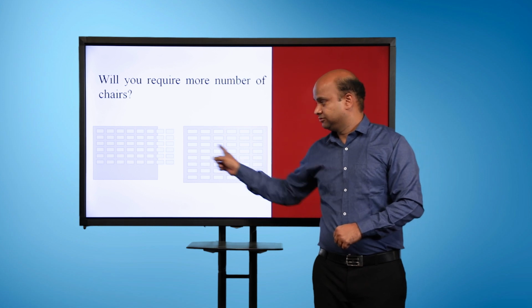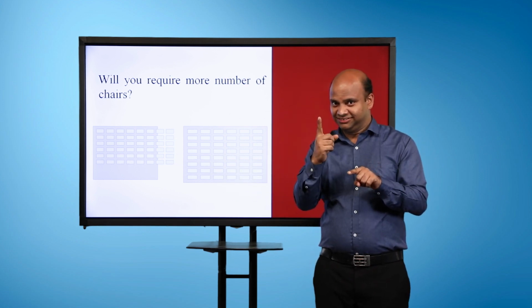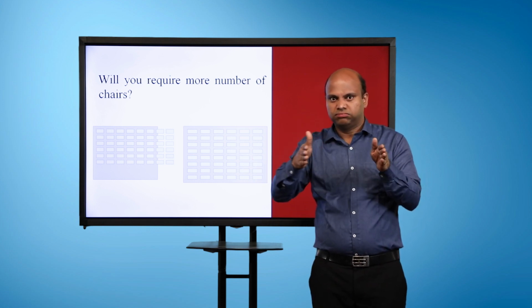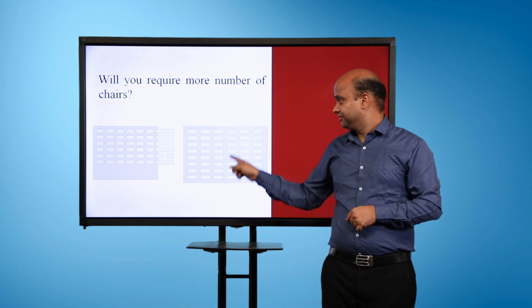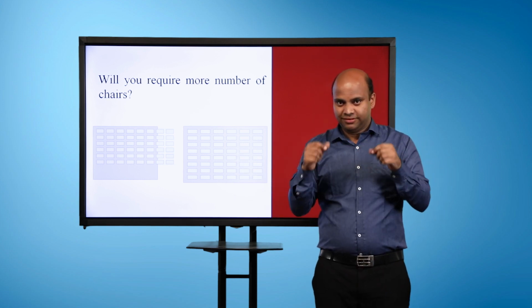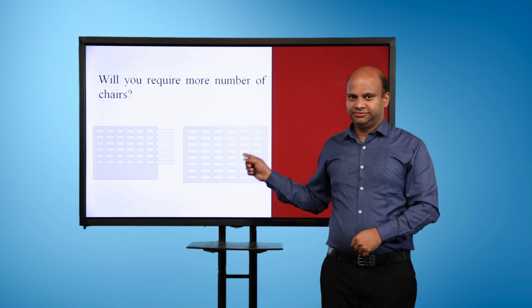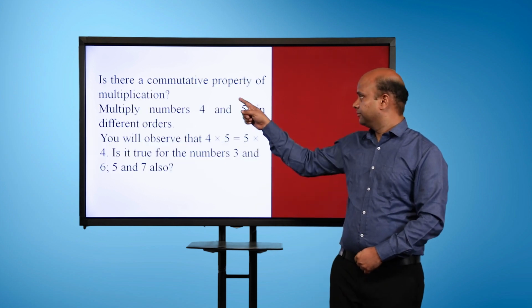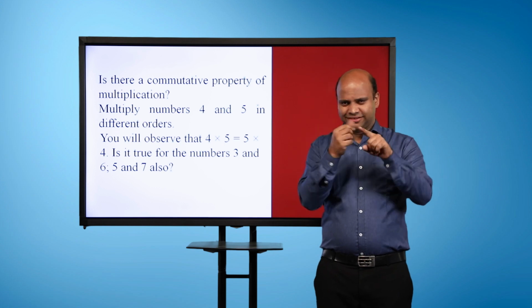Next to this, we have two pictures showing the arrangement of chairs. The first one shows 6 rows of 8 chairs, which are not enough to fill in the room. The second one has 8 rows of 6 chairs. Is there a commutative property of multiplication?